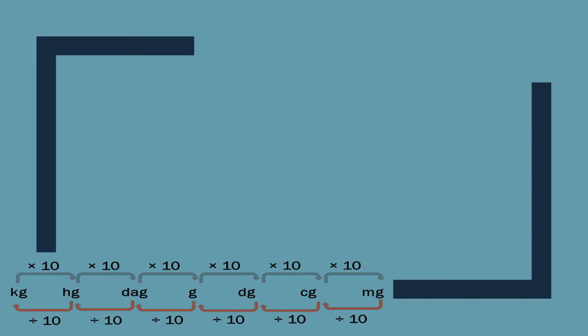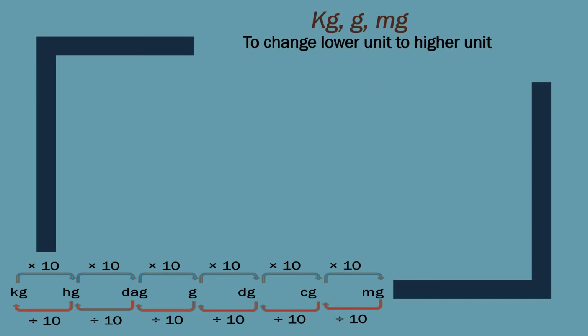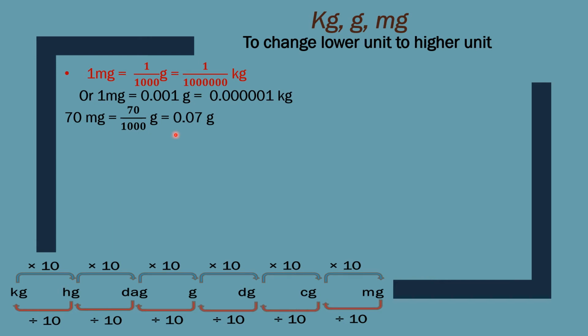Now, if we need to convert lower units to higher units, what will we do? Just observe this chart. Lower to higher, milligram to centigram, we need to divide by 10. For example, 1 milligram, if we need to convert into gram, what will we do? Milligram to gram means we will divide by 1000. So 1 milligram equals 1 by 1000 gram, and 1 milligram equals 1 by 10 lakh kilogram. For example, just do one question.